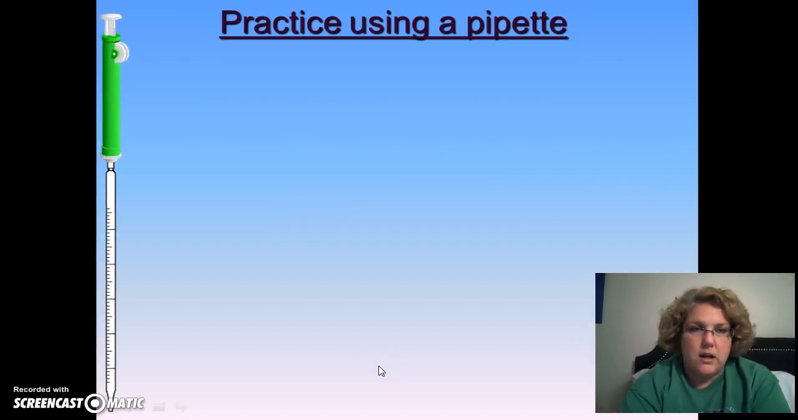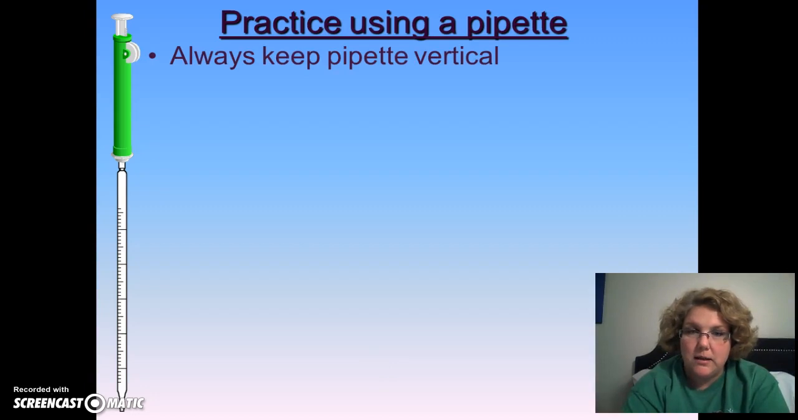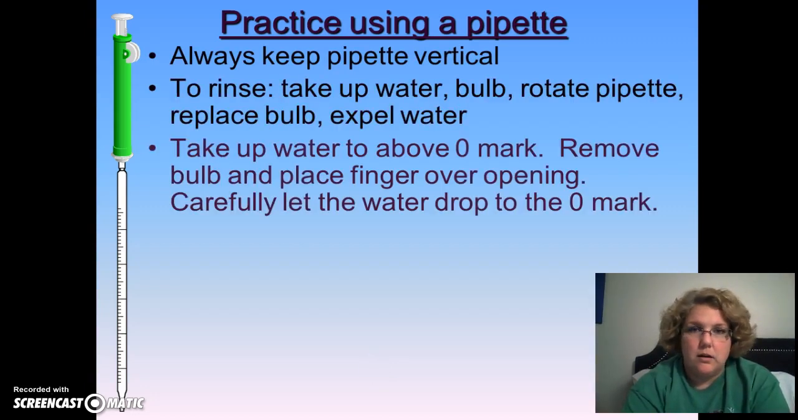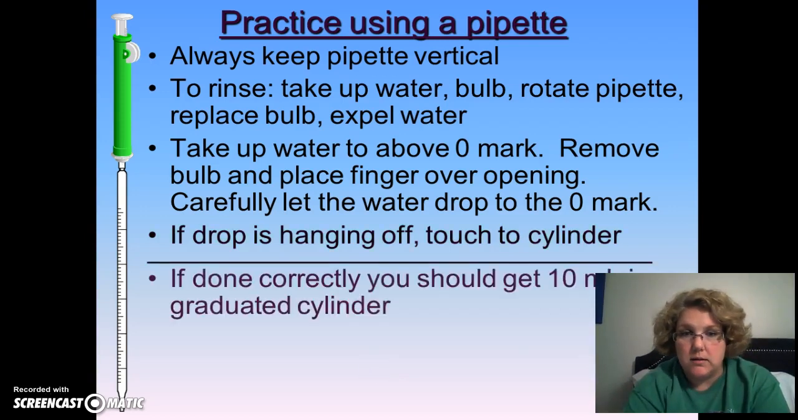All right, practice using a pipette. I really probably don't need to go through this very much since you did this in the molarity lab already. We've already done this.